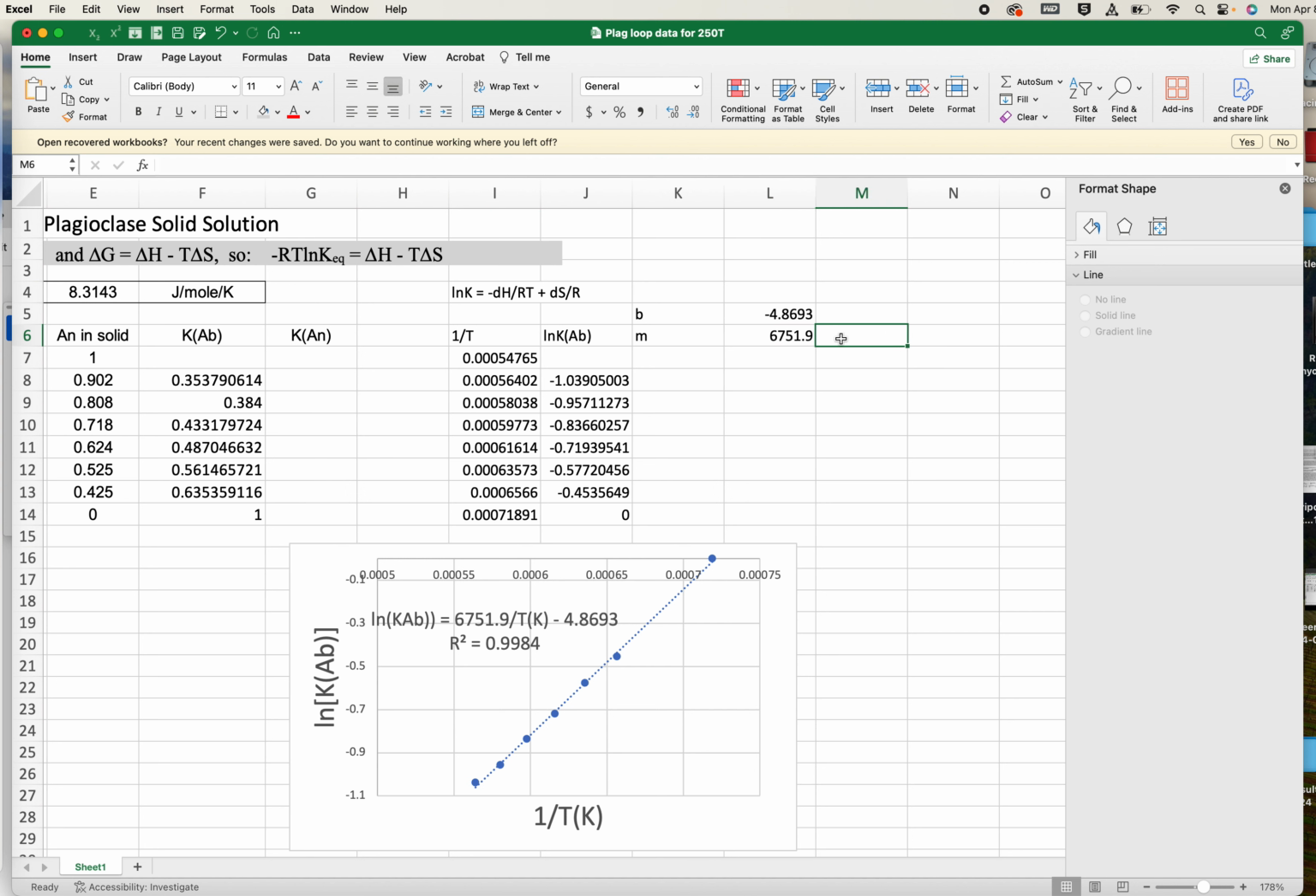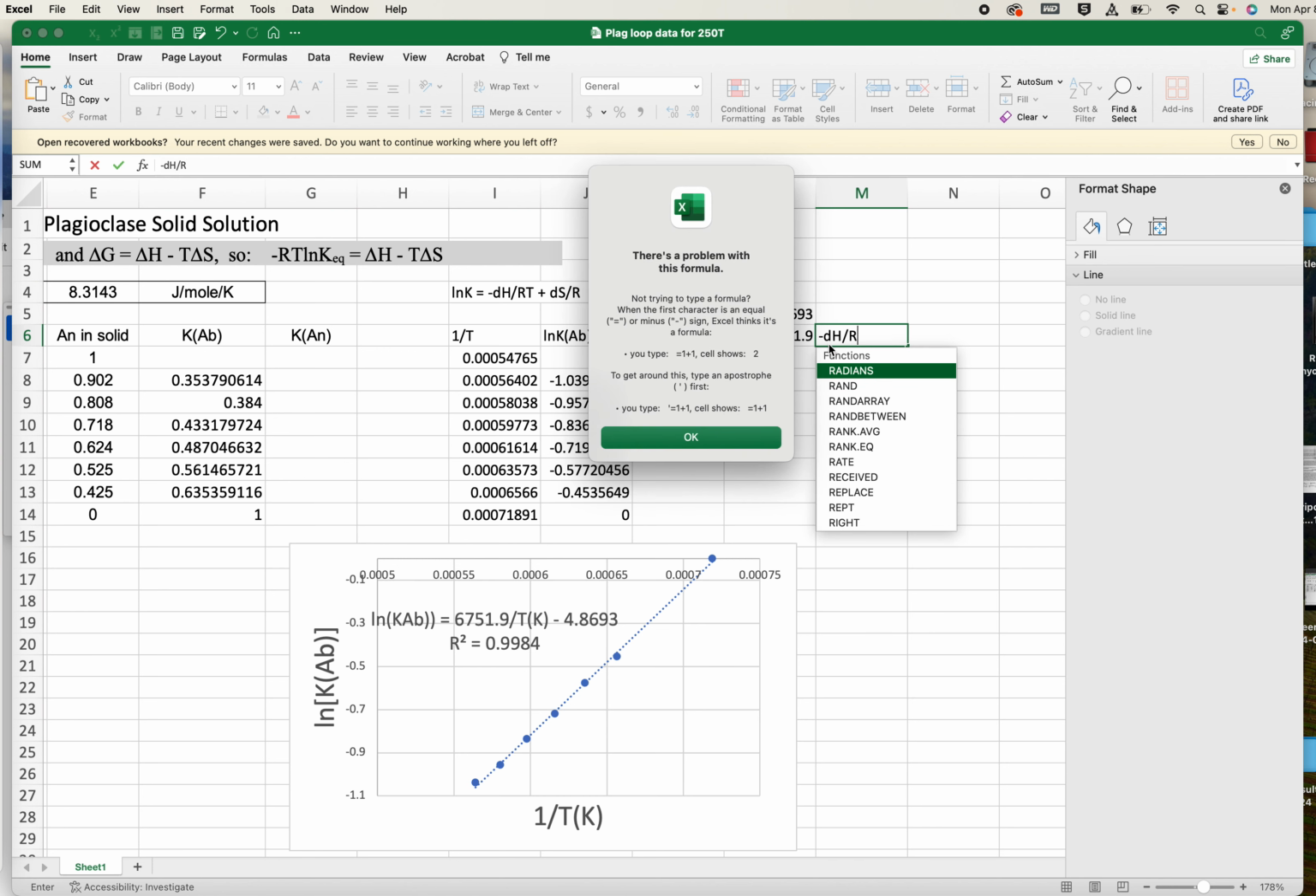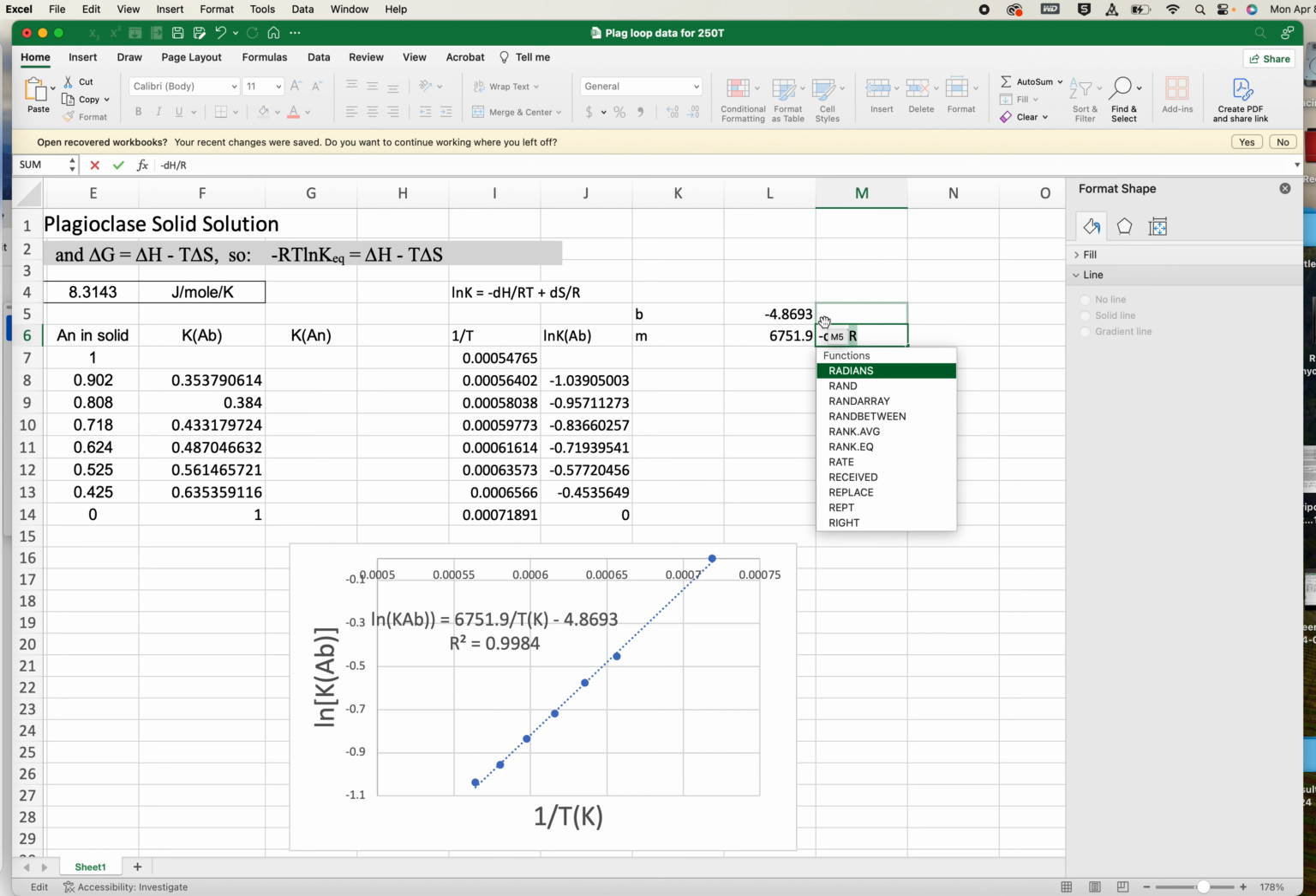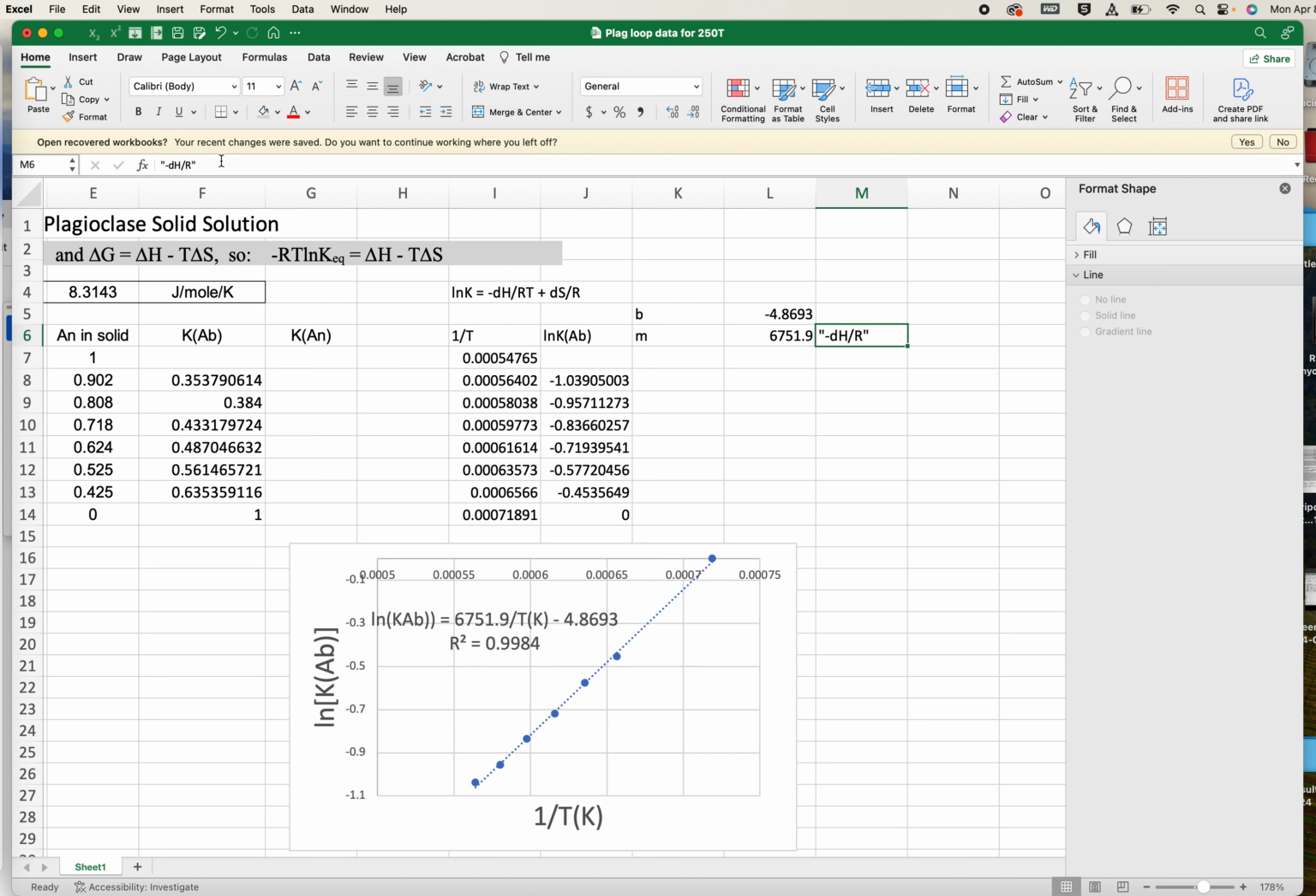Now, we can compare this to this equation here, our value of 6751.9. That's our slope. That is equal to minus delta H over R. So if this is equal to minus dH over R, oh, it thinks I want to write an equation. I don't want to do that. Let's put that in quotes and see if that helps Excel understand what we're trying to do. So if this whole thing, 6751.9, is minus dH over R, we can calculate the delta H by simply taking the slope and multiplying it by the value R.